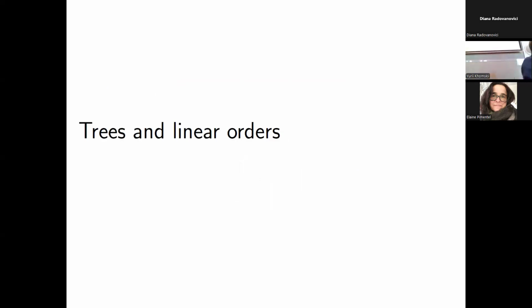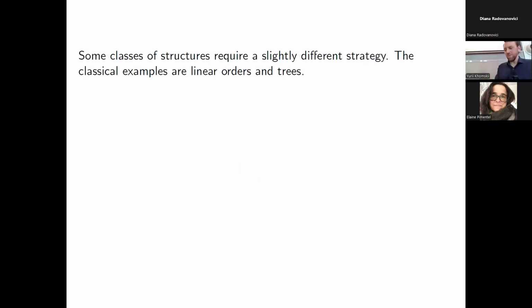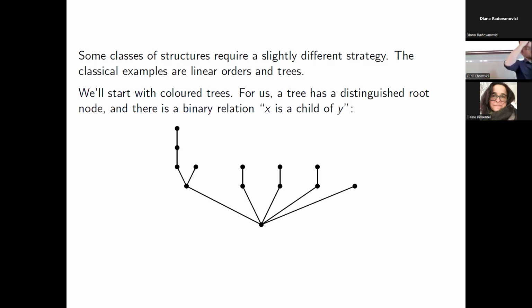All right, so I want to talk about two special cases: trees and linear orders. The ones we did before all have the same kind of strategy, which is we basically put one structure inside the other structure, and we put things to say exactly how we did that. For trees and linear orders, we have to do something a little bit different. So I'm going to tell you how you do it, and then I'm going to tell you why it's a little bit different afterwards. To start with, I want to talk about colored trees or labeled trees.